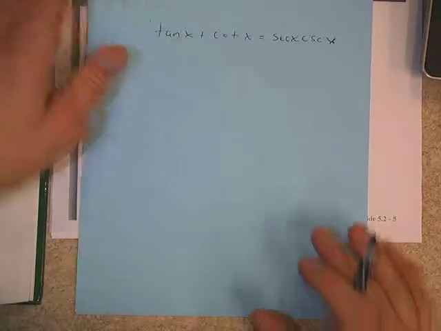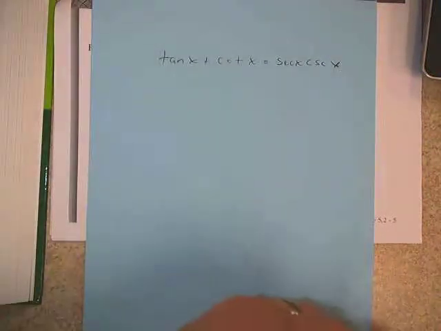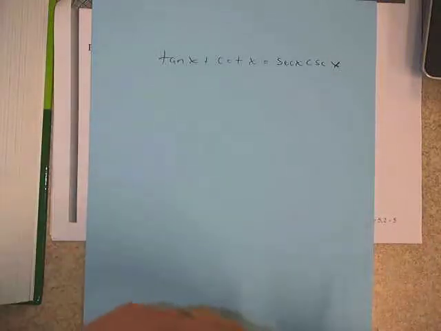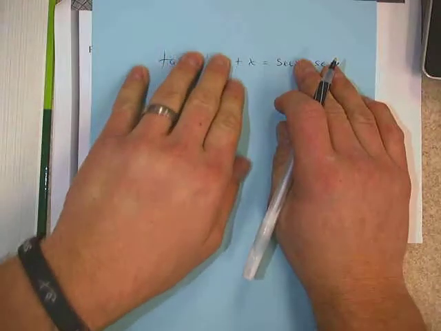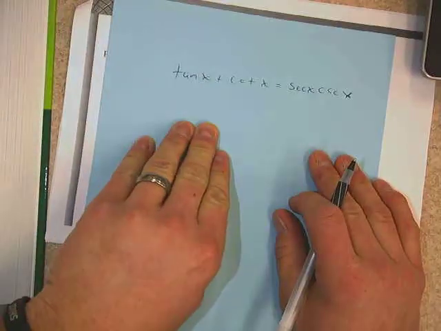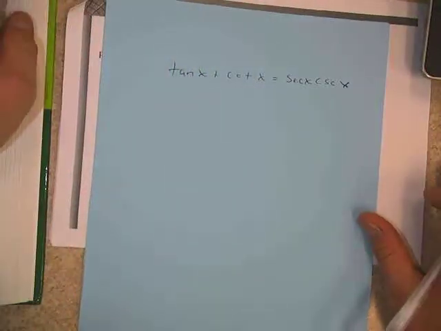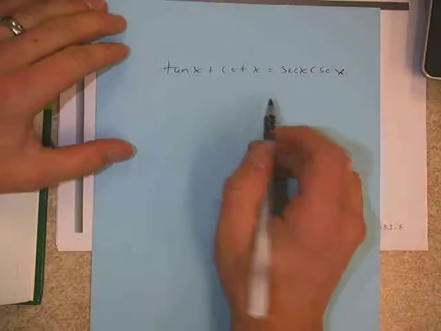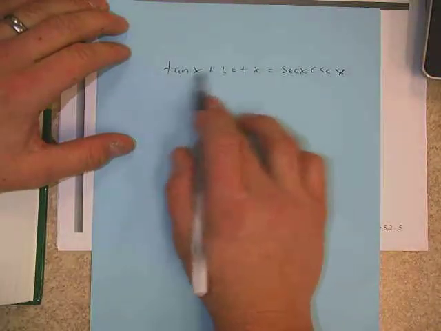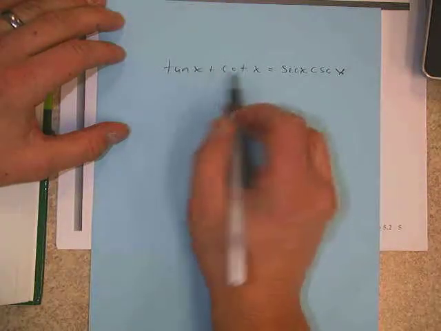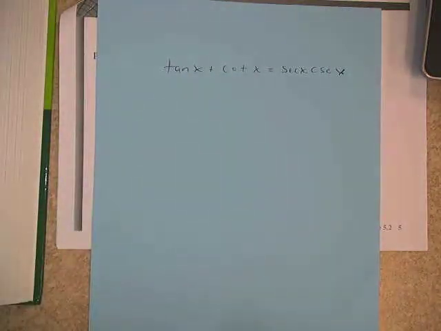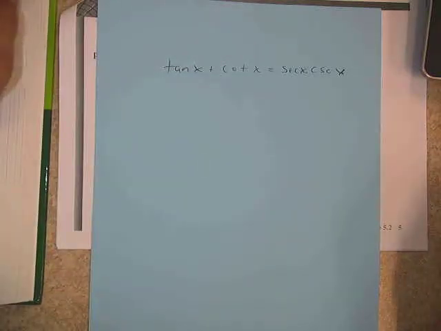Tangent x plus cotangent x equals secant x cosecant x. Okay. Now, we might look at that and say, okay, if I'm going to transform the more complicated side into the not as complicated side, don't they look kind of equally complicated? Okay. So the other thing that you can do, you don't have to, but you can, is work with both sides. Transform both sides until you get an equality. That's fine too.